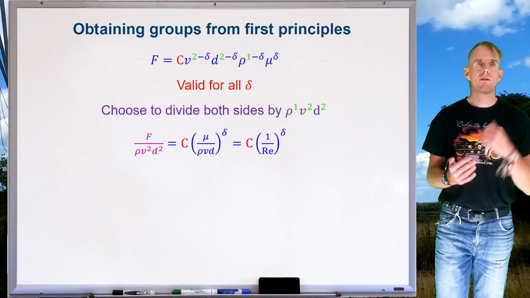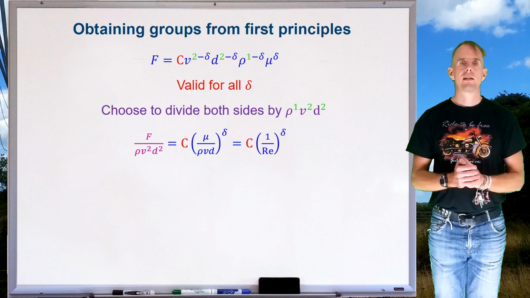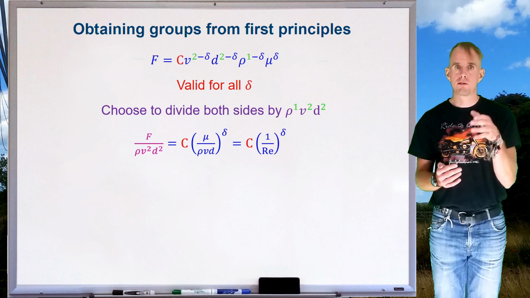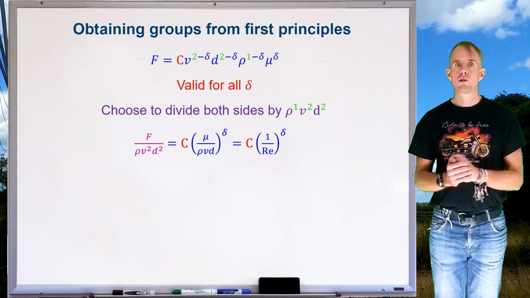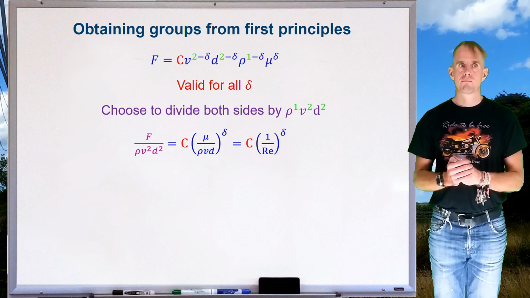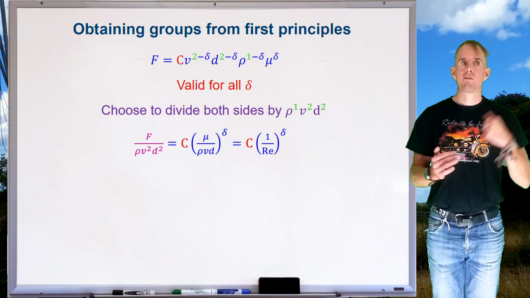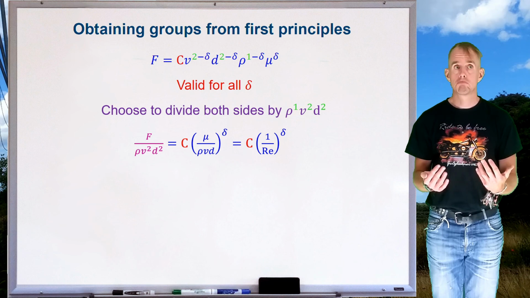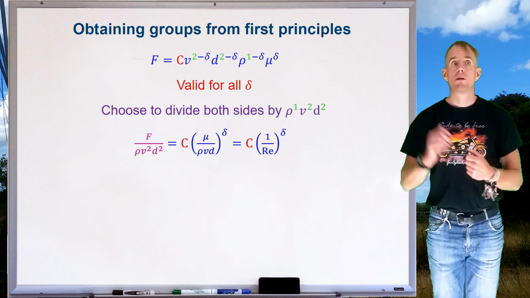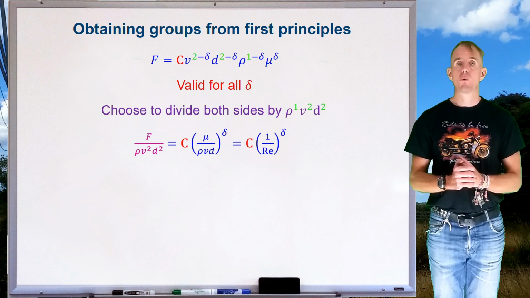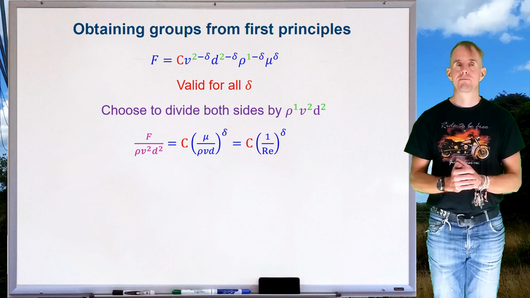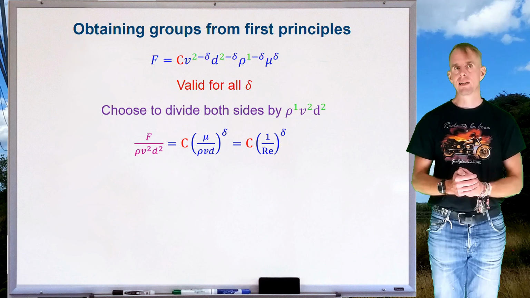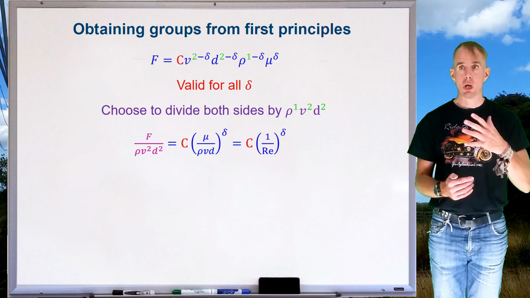Now, when we divide by a group of terms that we choose, let's choose rho v squared d squared, and put delta to 0, we should form dimensionless groups. So F over rho v squared d squared is dimensionless. Mu over rho v d is also dimensionless.